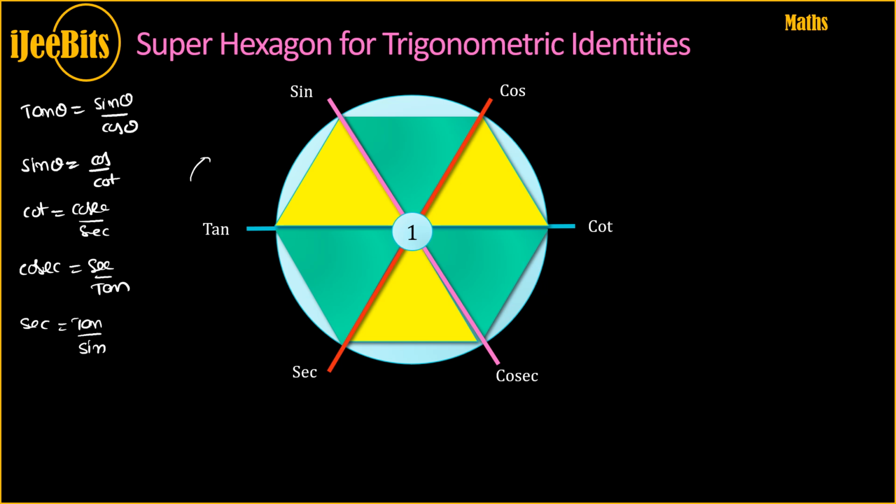So right, and then the other part we have to study is sine square plus cos square equal to 1. What else we have? 1 plus tan square equal to secant square, 1 plus cot square equal to cosecant square. So let me write down properly.